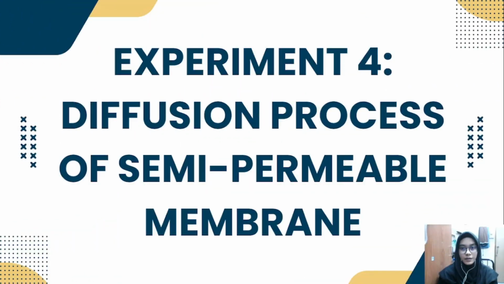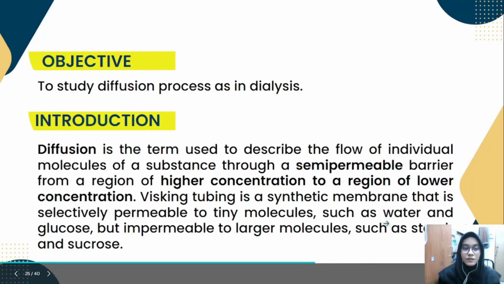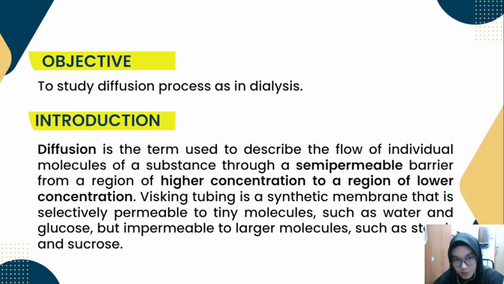For the last experiment, experiment 4 is about diffusion process of semi-permeable membrane. The objective of this experiment is to study the diffusion process as in dialysis. Diffusion is a term used to describe the flow of individual molecules of a substance through a semi-permeable barrier from a region of higher concentration to a region of lower concentration.